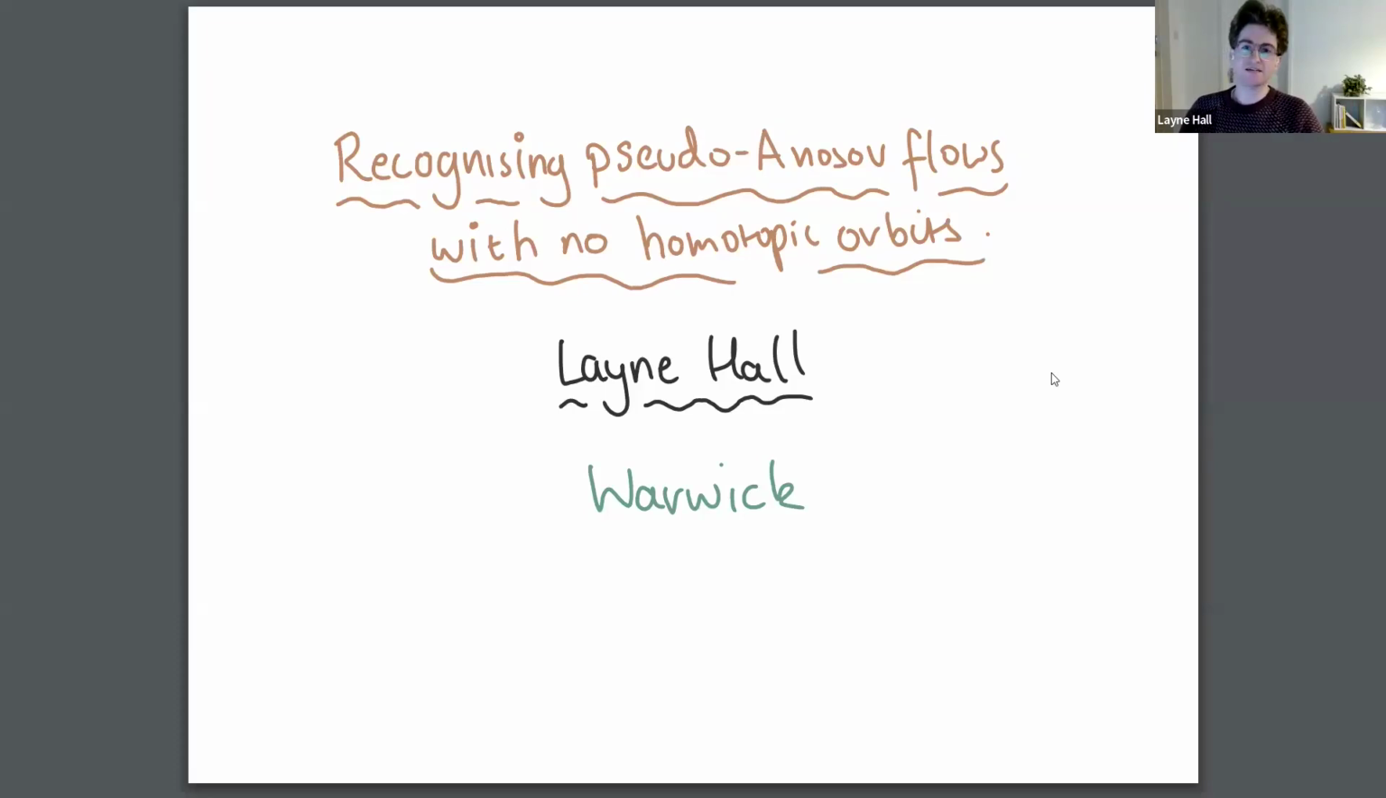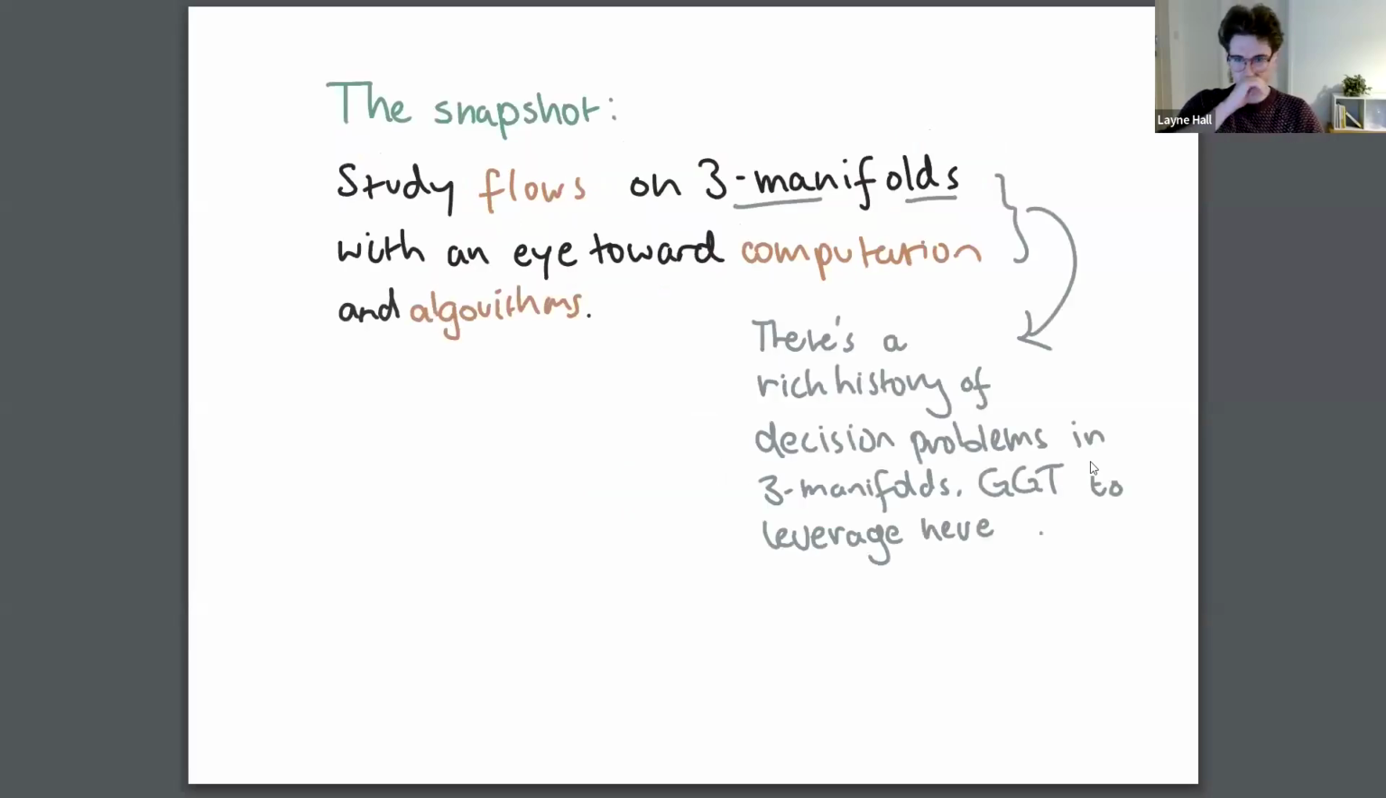So yeah, the title's there. This is a geometric group theory conference, and so I feel like the title maybe doesn't advertise that this is a geometric group theory talk, but it's sort of there in secret. Right? So the snapshot of what I want to talk about today is that I care about studying flows on three manifolds, but I'm particularly interested in having some sort of eye towards computation and algorithmic problems, right? So in the land of three manifolds and geometric group theory, sort of in their crossover, there's a lot of work done in this area, and I would like to leverage that as much as possible. But there's also a lot of recent work done on flows, on three manifolds in particular, that makes that possible.